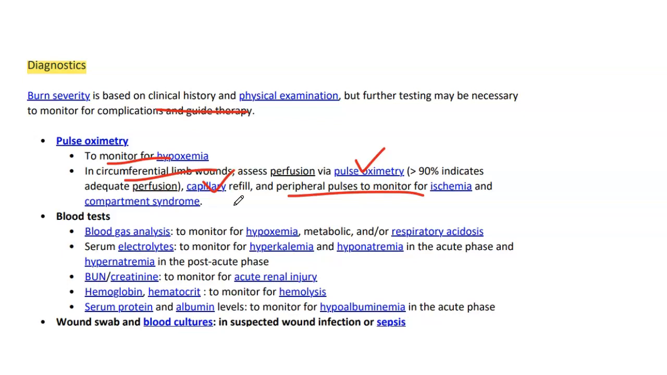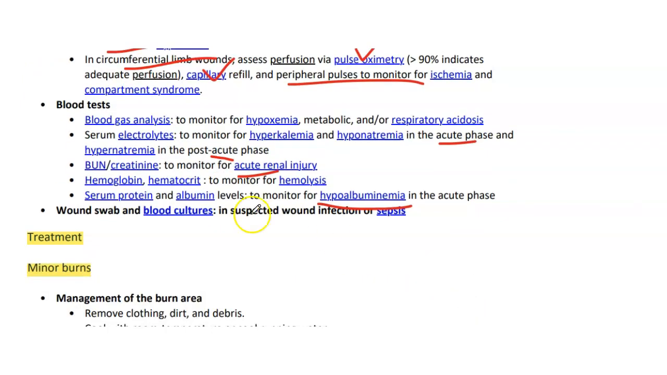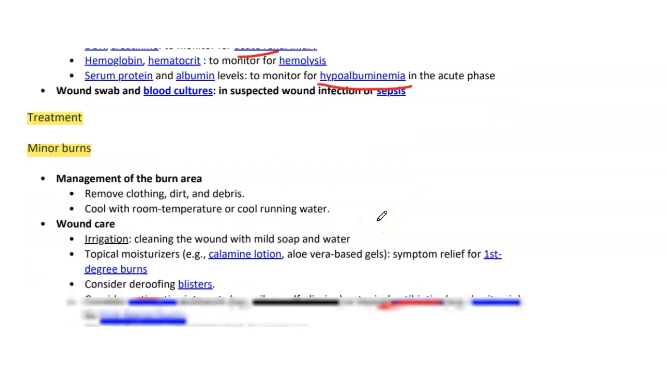Different types of blood tests are done: blood gas analysis to monitor for hypoxemia and acidosis, metabolic and respiratory. Serum electrolytes to monitor for hyperkalemia and hyponatremia in the acute phase and hypernatremia in the post-acute phase. BUN and creatinine to monitor for acute renal injury. Hemoglobin and hematocrit to monitor for hemolysis. Protein and albumin to monitor for hypoalbuminemia in the acute phase. Wound swab and culture are done in case of suspected wound infection or sepsis.